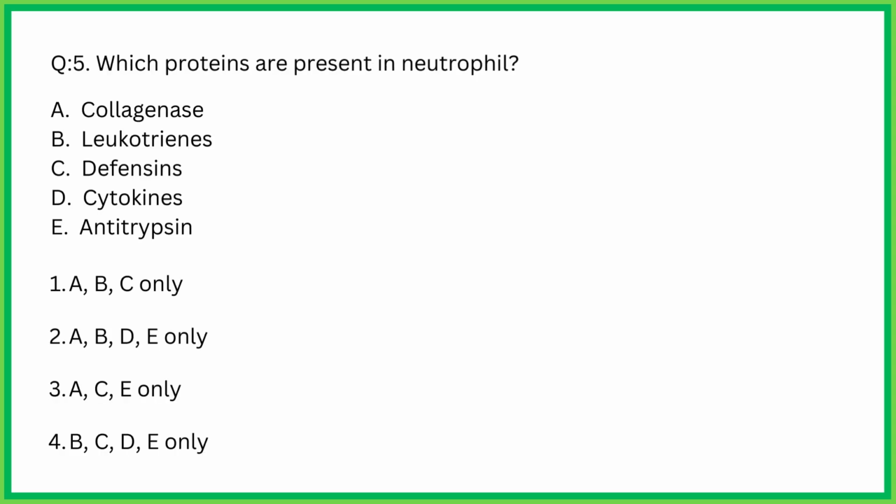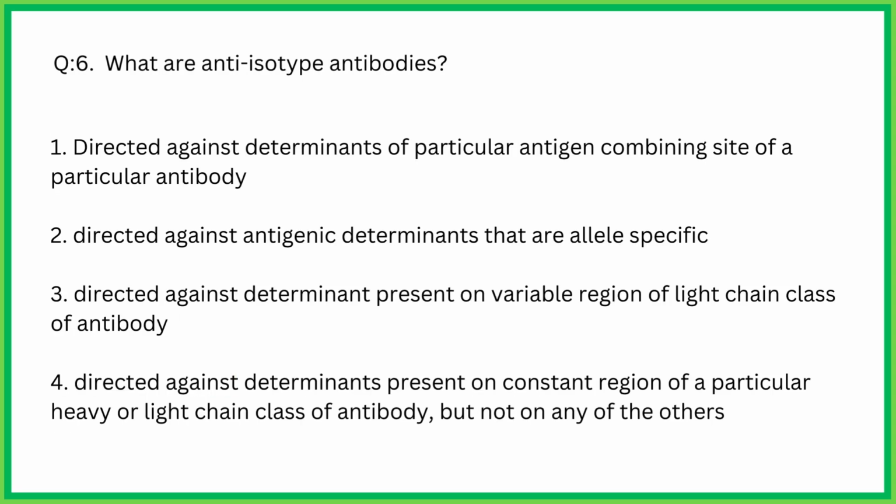Question number 5. Which proteins are present in neutrophil? A. Collagenase, B. Leukotrienes, C. Defensins, D. Cytokines, E. Antitrypsin. Mostly the neutrophil proteins are collagenase, defensins and antitrypsin. So the correct option for this question will be option 3, in which A, C and E are the only proteins present in the neutrophil. There are more proteins present in neutrophil, but according to these options only these 3 proteins are present.